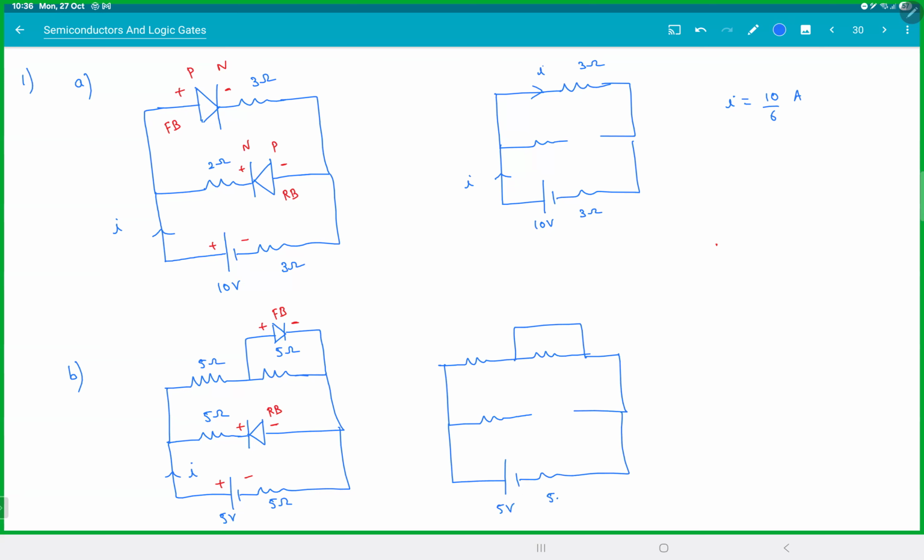This is 5 volt. This is 5 ohm. This is 5 ohm. This is 5 ohm. Won't this get shorted? Since there's a wire on top, it becomes shorted. That 5 ohm doesn't work. So all the current that you're giving will flow through this. So I will be 5 volt by 5 plus 5, 10 ohms, which is half ampere.